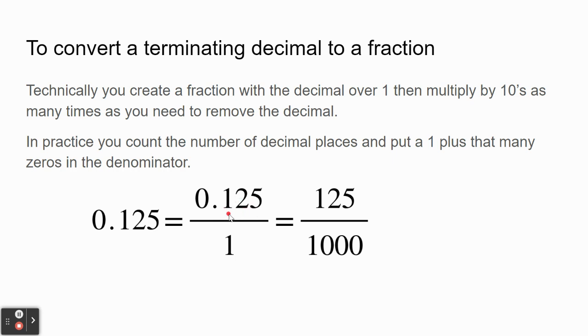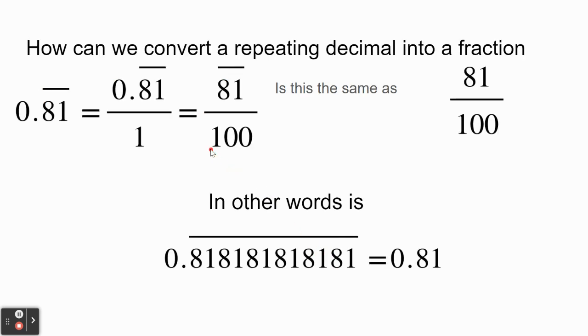This is 125 1,000ths. So it's 125 over 1,000. So basically you say 1, 2, 3 numbers to the right of the decimal place, 1, 2, 3 zeros, put a little 1 there, put the number up here, throw away the decimal place, and I'm all done. Now, repeating decimals are really a lot harder, right?